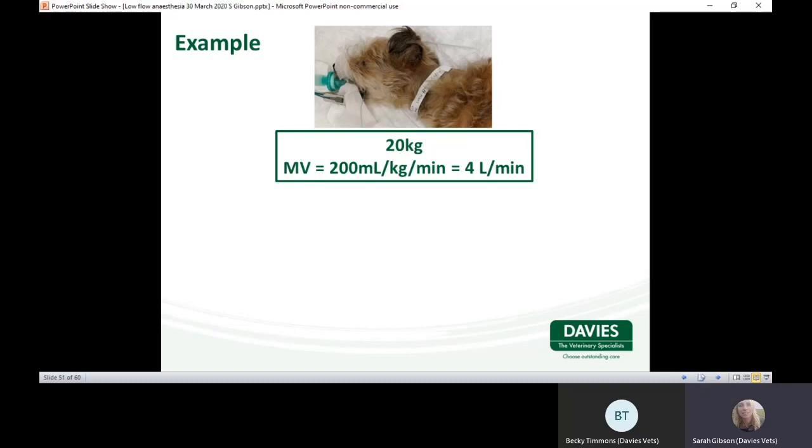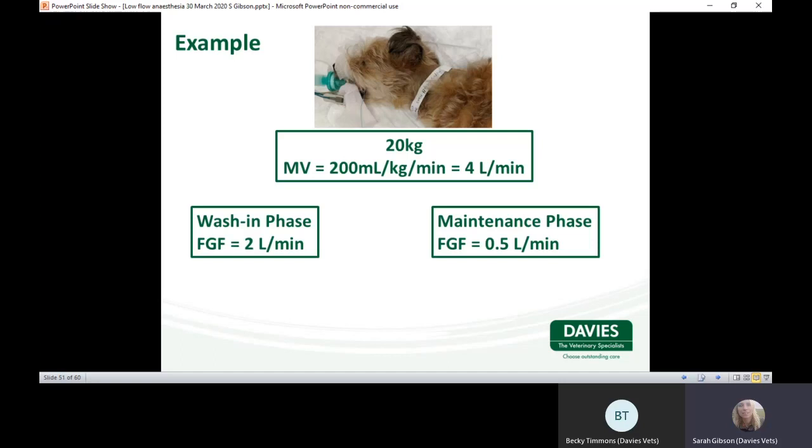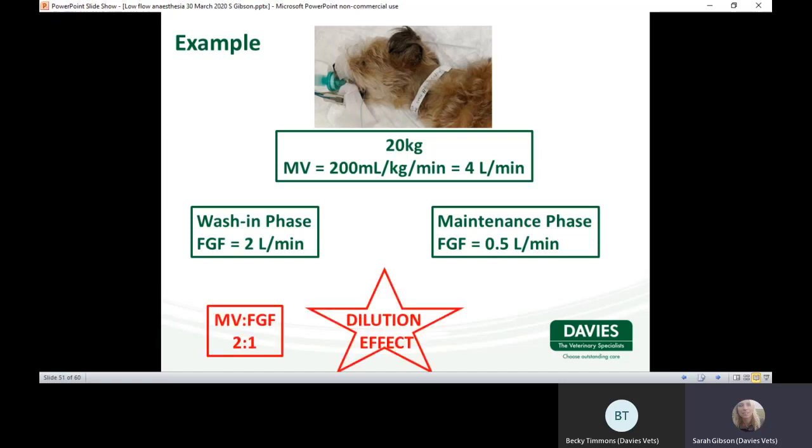So here's an example showing the dilution effect in this dog. So we have a 20 kilogram dog. The minute volume is 200 mils per kilo a minute, which is 4 litres per minute. The wash-in phase is 2 litres per minute, and the maintenance phase fresh gas flow is 0.5 litres per minute. So here, the dilution effect, the minute volume to fresh gas flow ratio in the wash-in phase is 2 to 1, but as soon as we drop the fresh gas flow rate to half a litre a minute, you can see how the minute volume is diluting the fresh gas flow by 8 to 1. And this is why we need to keep our isoflurane or sevoflurane vaporiser setting high.